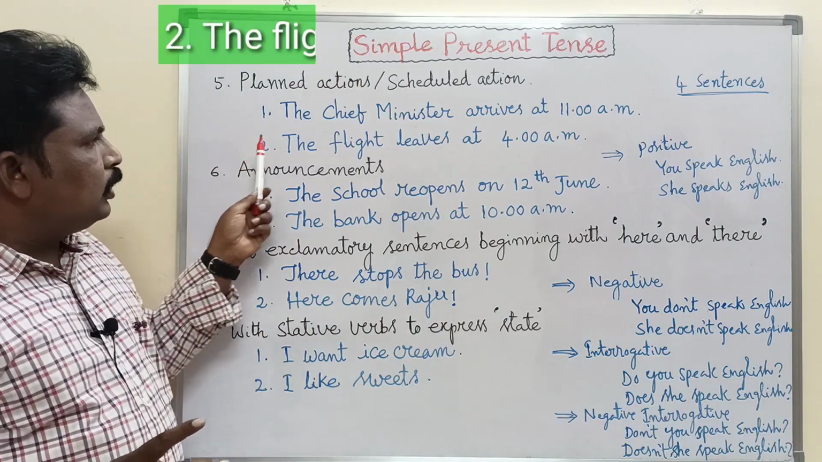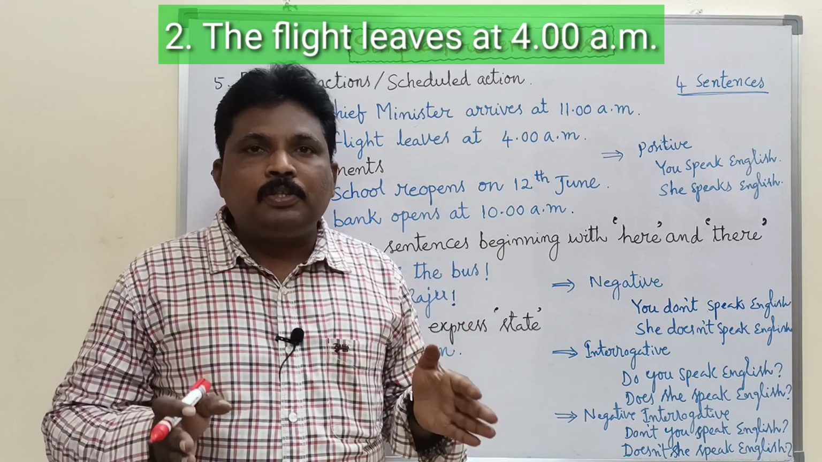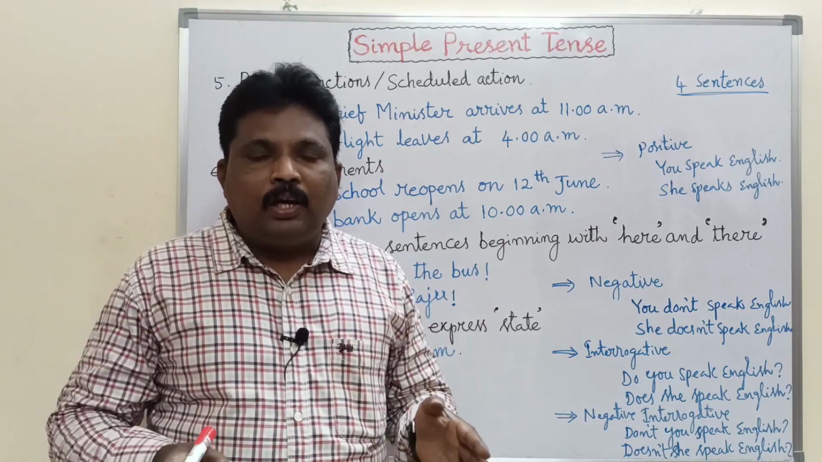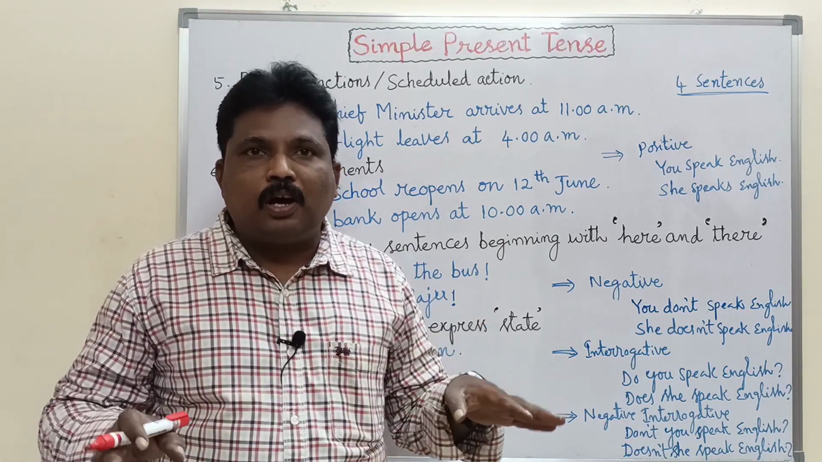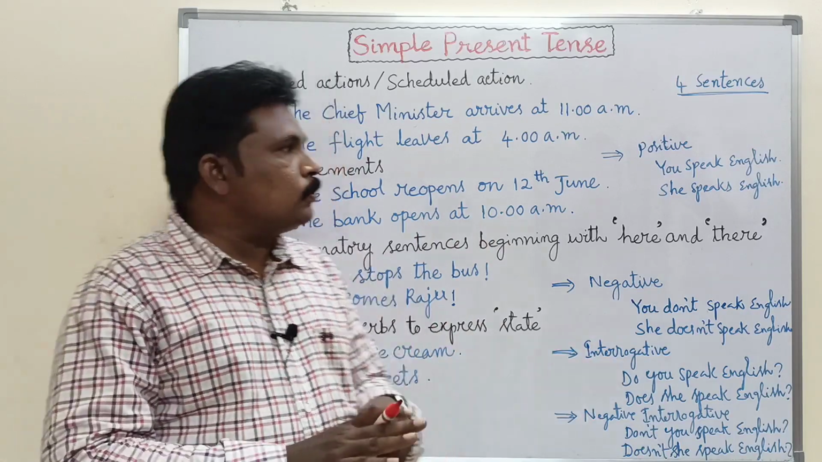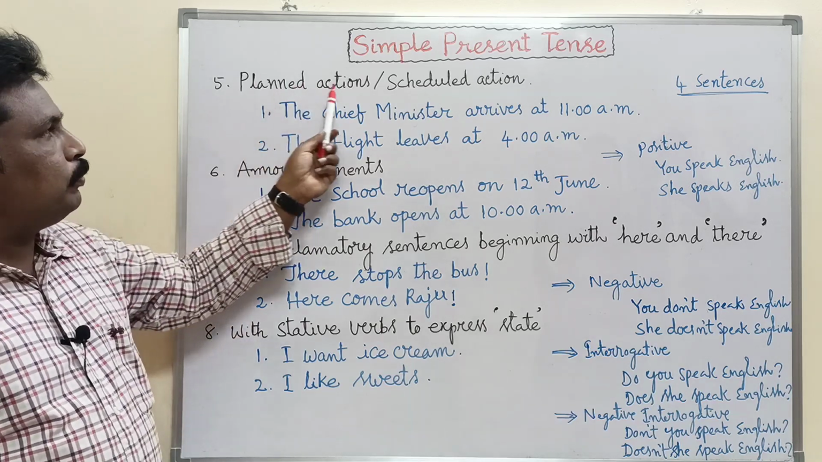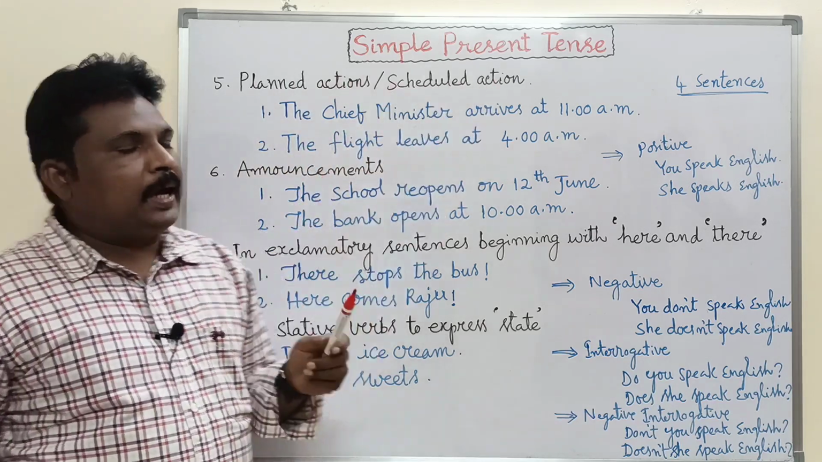Second example, the flight leaves at 4 a.m. So the timings of the flights, their arrival and their departure timings, are fixed timings. Accordingly, the actions go on. So this is also a second example for the same usage, planned actions and scheduled actions.